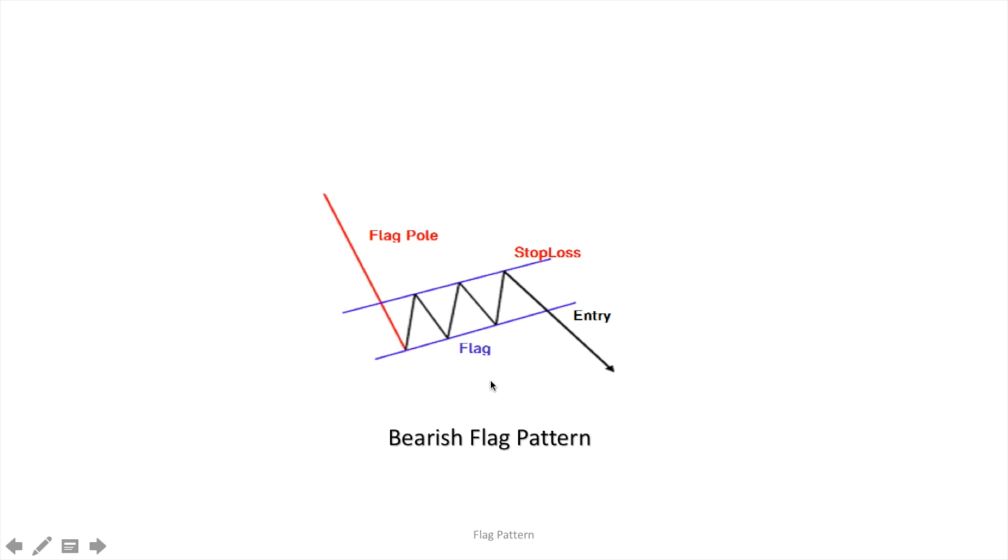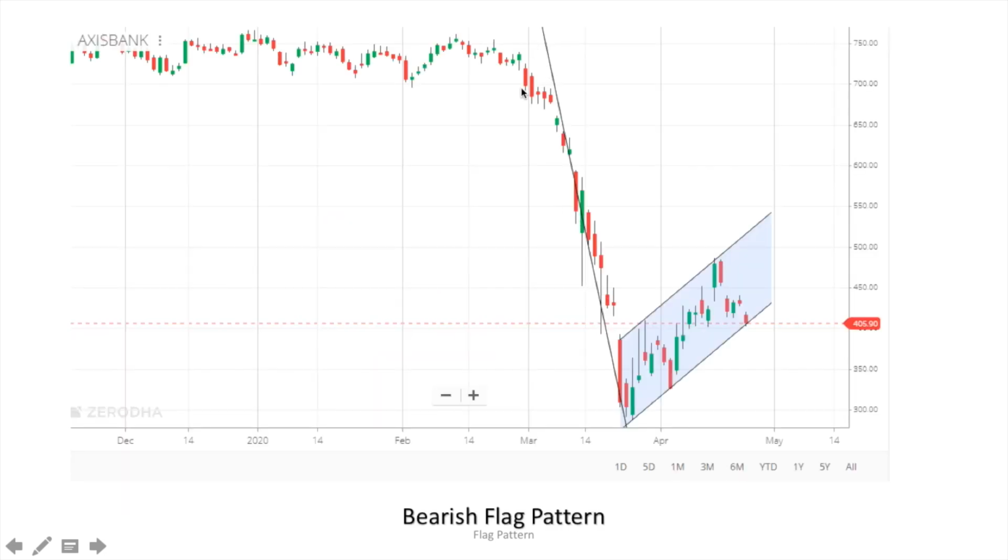In the same way, in a bearish flag pattern, we have a downtrend followed by consolidation. If this breaks down, we will enter here, otherwise it will continue flat. So how to trade that, we will see. As shown in Axis Bank, we have a downtrend, then it is consolidating in a channel. If this breakdown happens, then again it will come back.